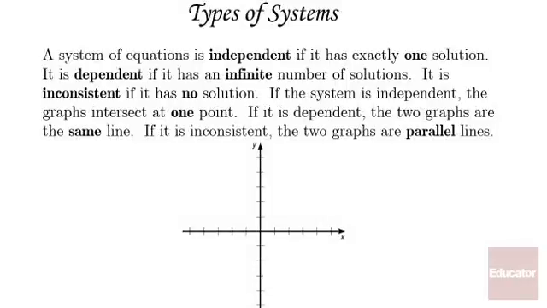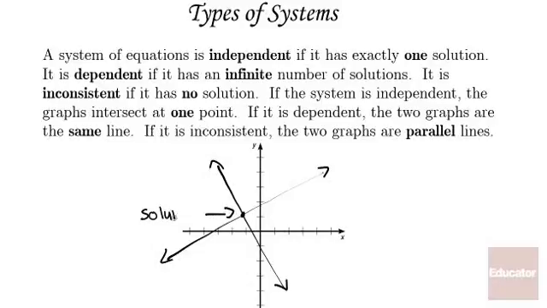There are several types of systems of equations. We call a system independent if it has exactly one solution. For example, just as I showed you in the previous slide, sometimes you'll graph out a system, and usually in the problems you'll be doing, you'll see a single point of intersection, which is the single solution, and this set of lines describes an independent system.